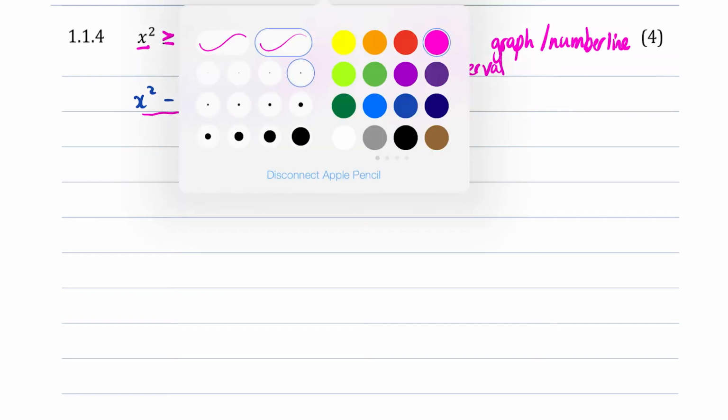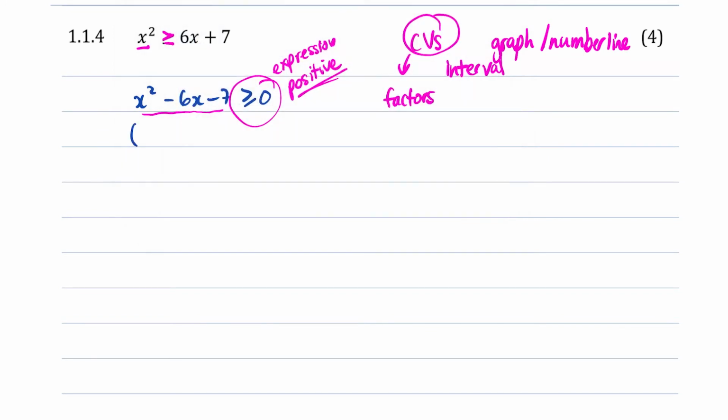Now, to find our CVs, we can factorize this. And almost always you'll be able to factorize your quadratic inequalities. So we get x minus 7 and x plus 1, to get negative 6 and negative 7 as my last term. Now, we don't want to go and say x equals 7 and x equals negative 1. These are critical values. All that we care about right now is that this is where the graph will be 0. This is where this function changes from being positive to negative.